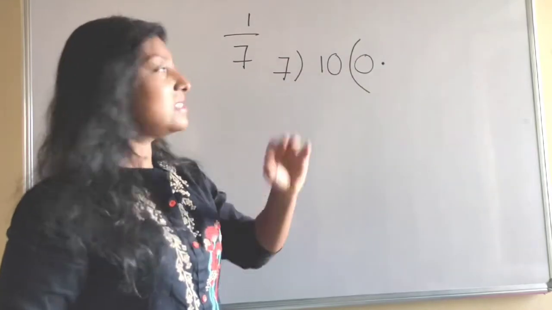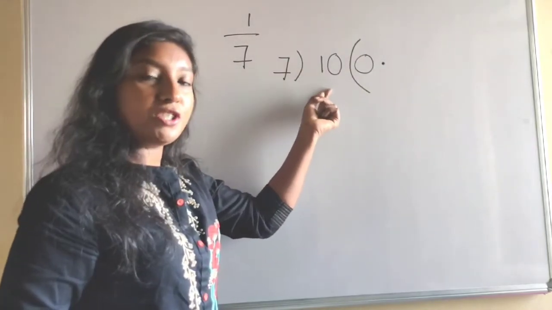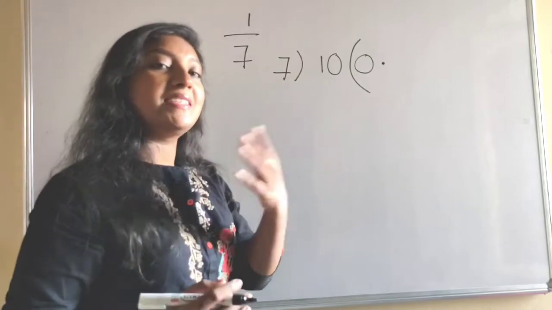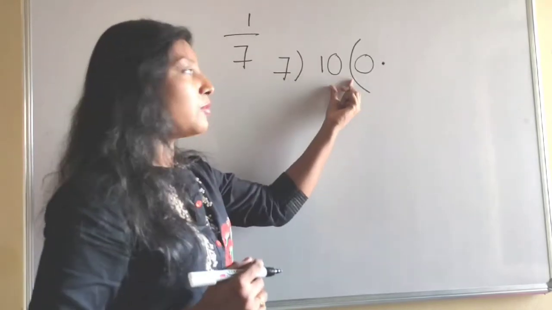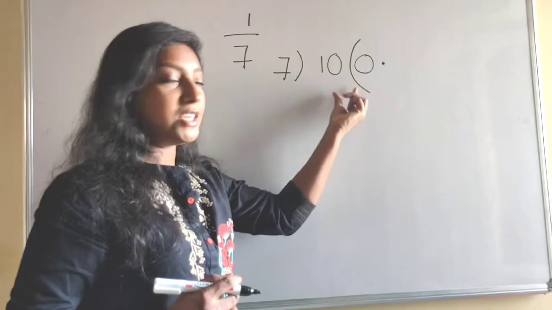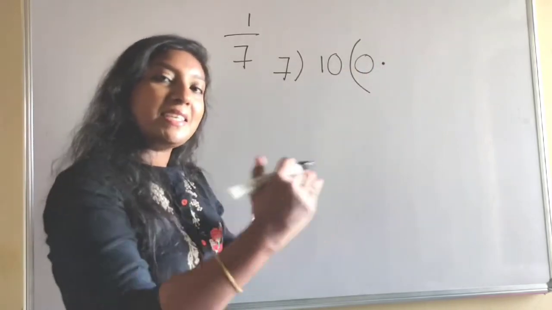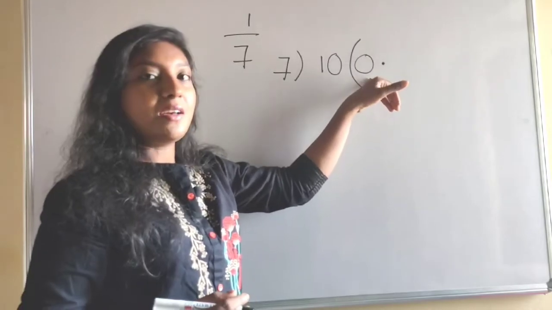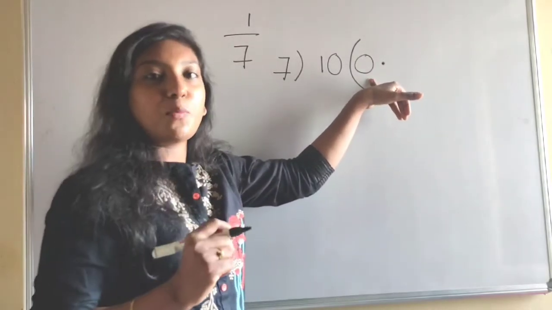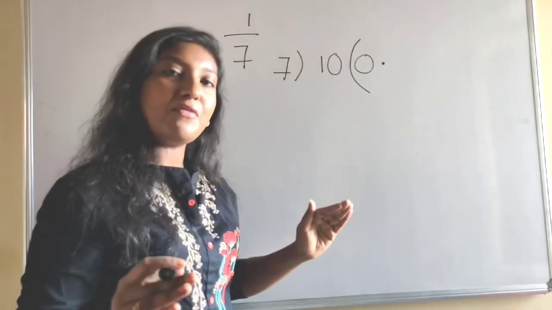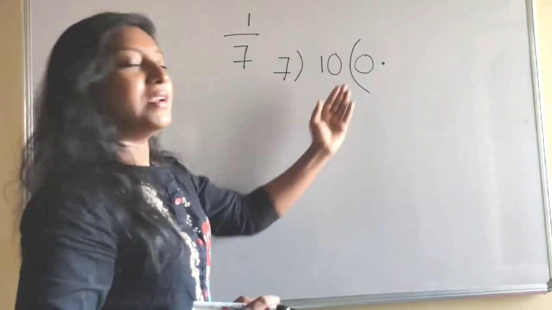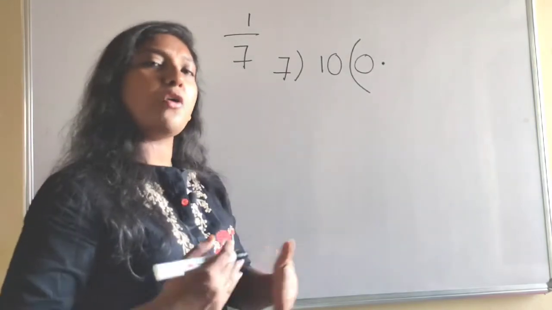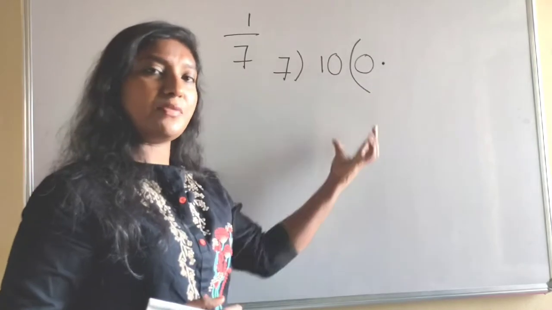Now, let us see first. Here we have 1. In order to divide by 7, we have to place a 0. So, as we have placed a 0 here, we have to balance it by placing a decimal. Before the decimal, we have placed 0 because 0 doesn't contain any value before the decimal. Now, let's start in the normal way how we divide the numbers. In this way, we will divide it.